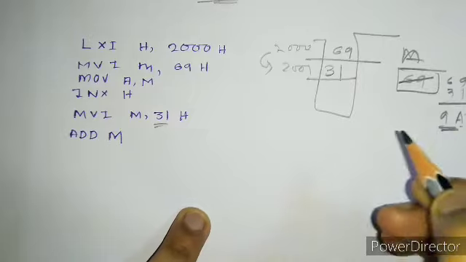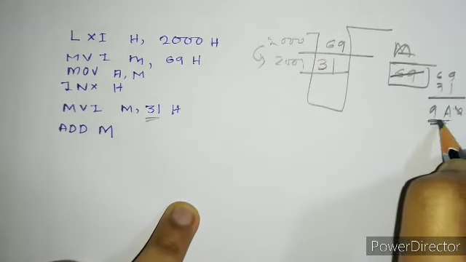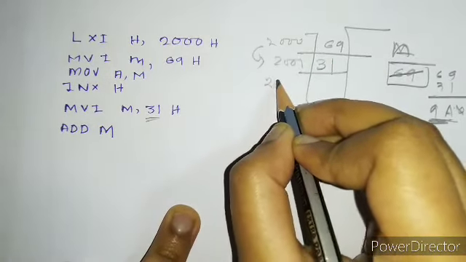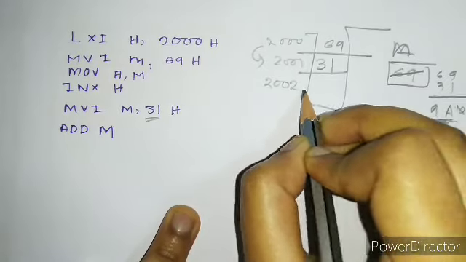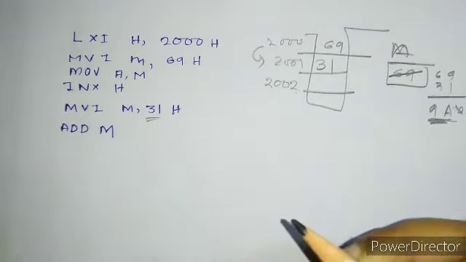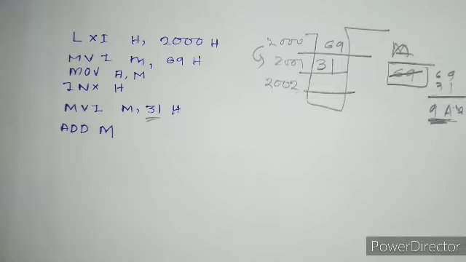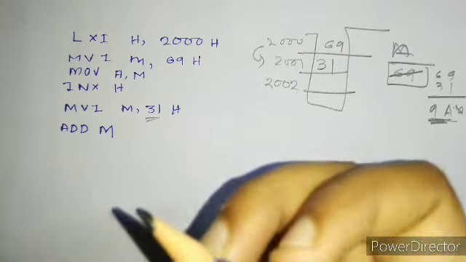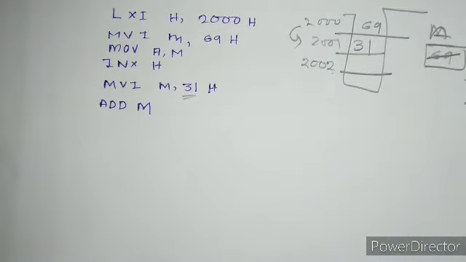Now what do I have to do? I have to store this result at memory location 2002, not in the accumulator. How can I do that? Before that, let me first do another operation, in case a carry generates. I have done this programming before, so you're just applying it again.